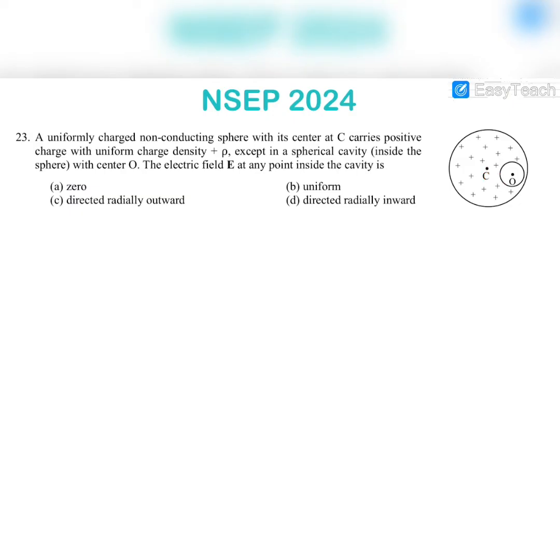So the electric field inside the cavity will be... So we know that this cavity has a uniform electric field which is pointing in the direction of CO. So this will be the uniform electric field and it is not radial. So the answer will be B. Okay, now we move on to the next question.